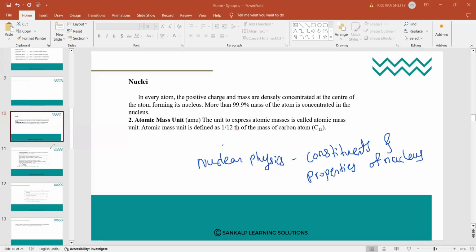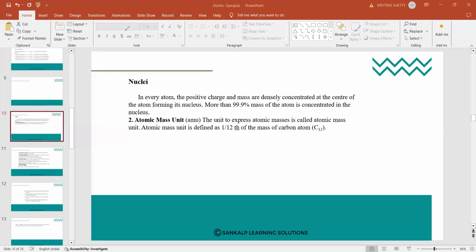Already in the previous topic we have discussed. The constituents of the atom are electrons, protons, and neutrons. So electrons, protons, and neutrons are the constituents of the atom. Okay, so these are the constituents of the atoms. So what are the constituents of the nucleus here?